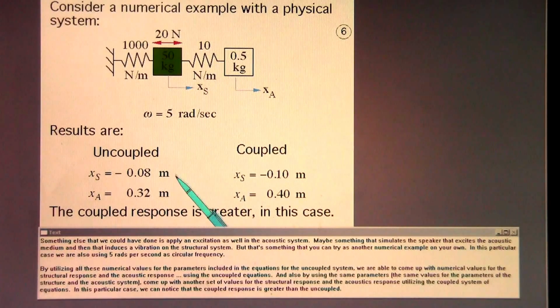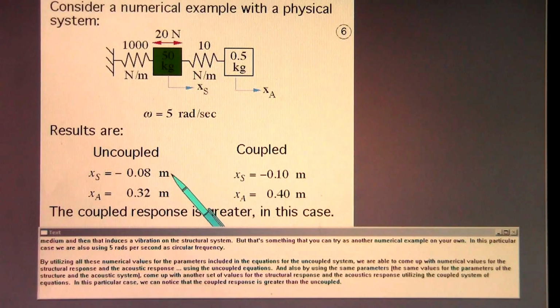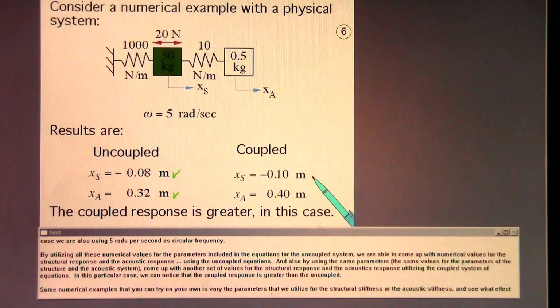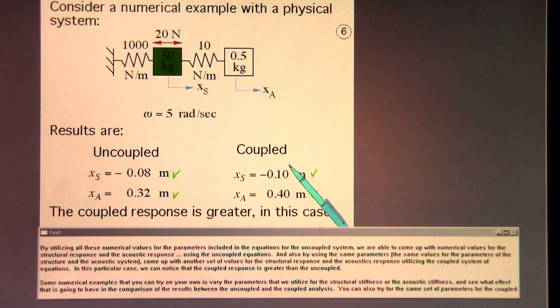By utilizing all these numerical values for the parameters included in the equations for the uncoupled system, we are able to come up with numerical values for the structural response and the acoustic response using the uncoupled equations, and also by using the same values for the parameters of the structural and the acoustic system, come up with another set of values for the structural response and the acoustic response utilizing the coupled system of equations. In this particular case, we can notice that the coupled response is greater than the uncoupled.